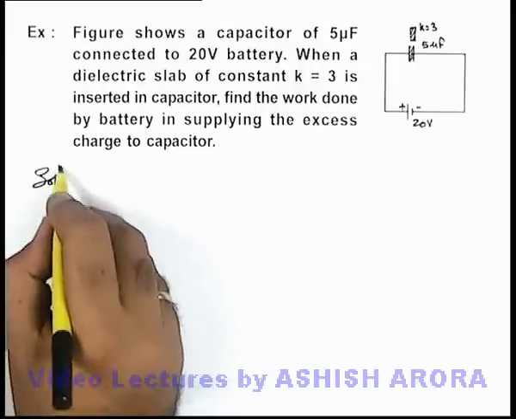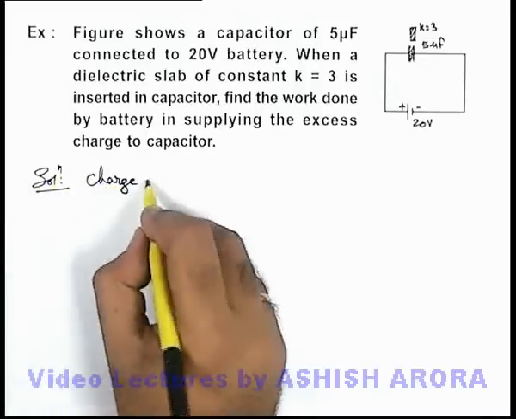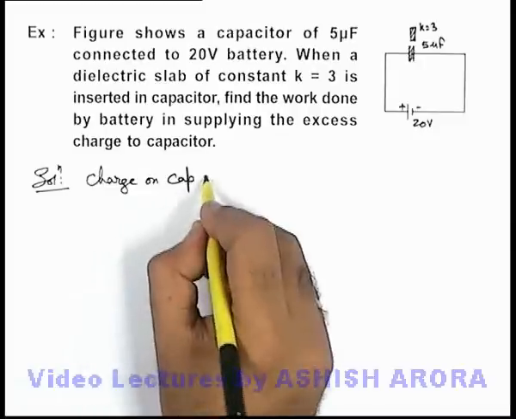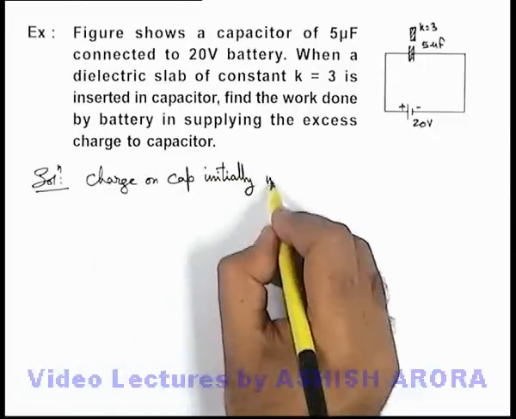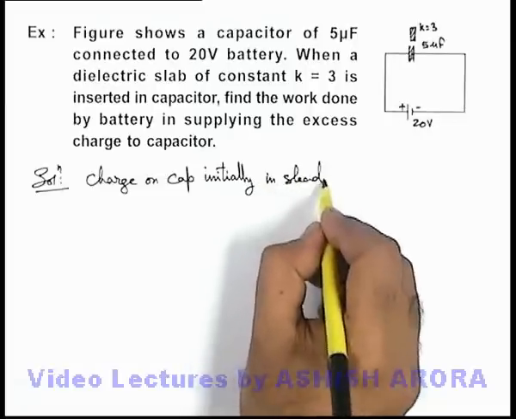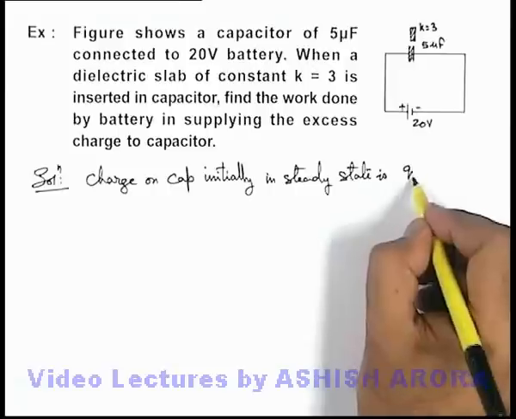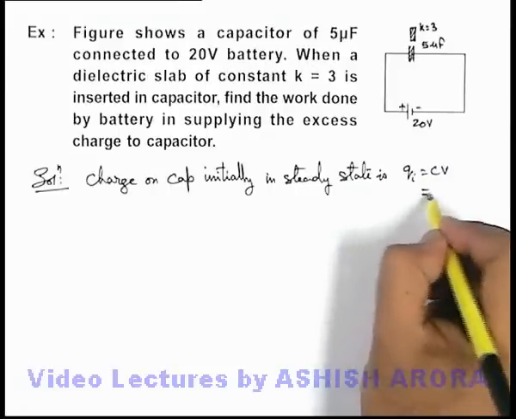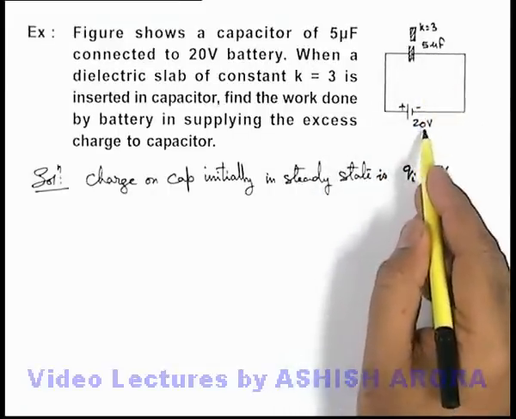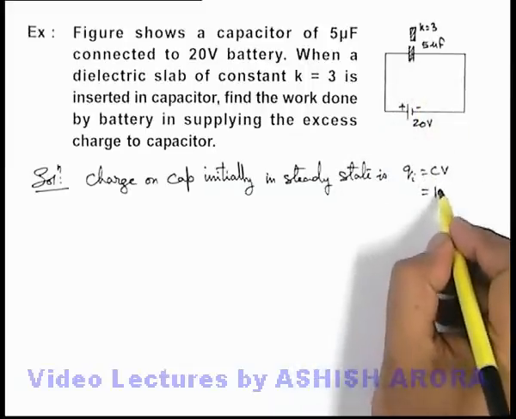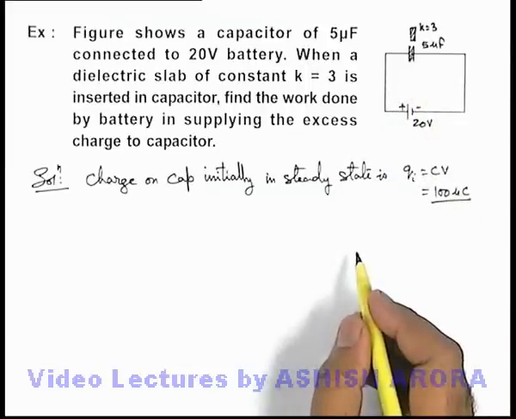Now in solution, we can first calculate the charge on capacitor initially in a steady state. This initial charge we can write as CV. We calculate capacitance is 5 microfarad and V is 20 volts, so 5 into 20, this will be 100 microcoulomb. That will be the charge on the capacitor.